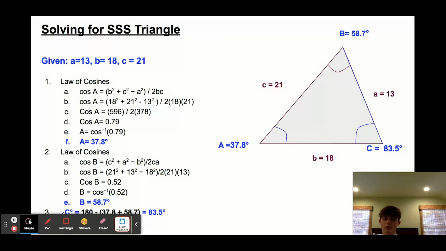Now that we have two angles in our triangle, finding the third is very simple. Since all the angles in the triangle should add up to 180, we can use the equation 180 minus the sum of A and B. This becomes 180 minus the sum of 37.8 plus 58.7, and angle C is 83.5 degrees. One way to check that all the angles are correct is to add up all three angles, and we should get 180 degrees, which we do.